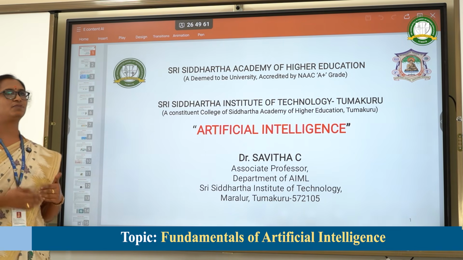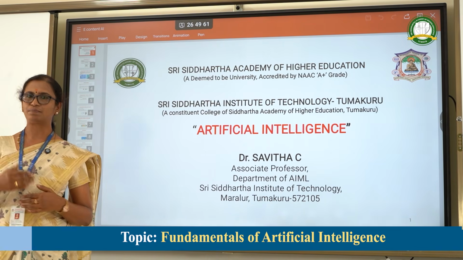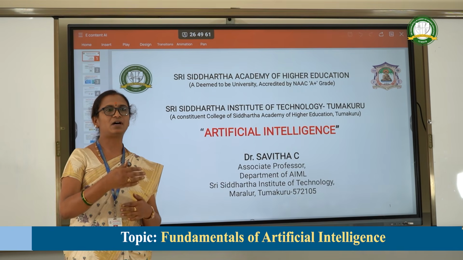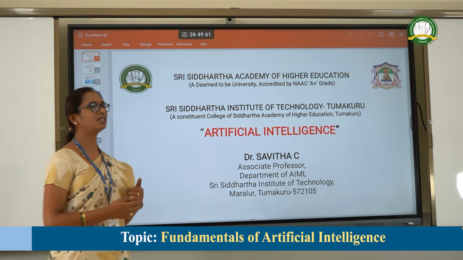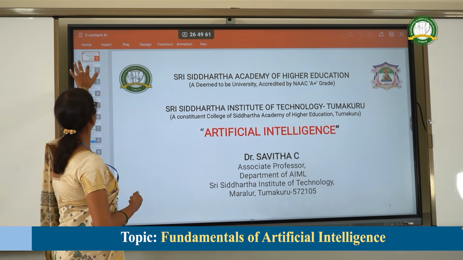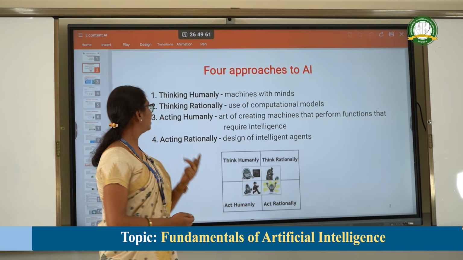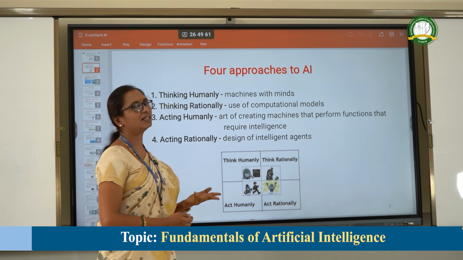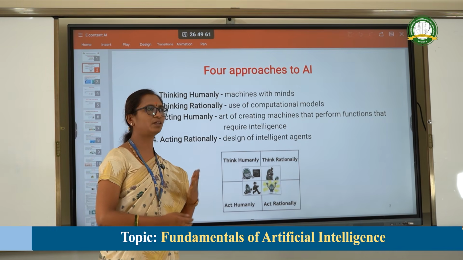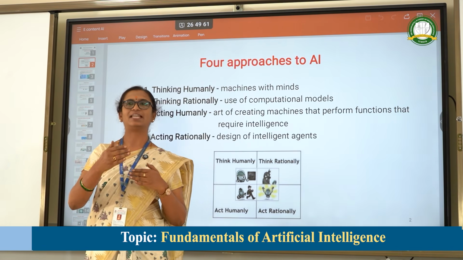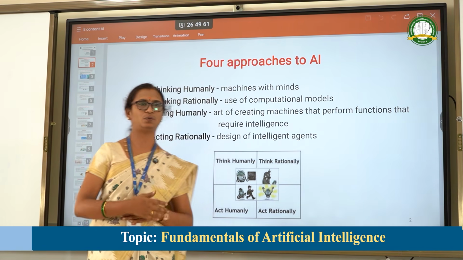To start with, we'll see what are the different approaches in which we can know or try to know the AI. Basically, there are 4 different approaches: thinking humanly, thinking rationally, then acting humanly, acting rationally. These are the 4 important approaches in which we look into any of the different AIs in the present world.